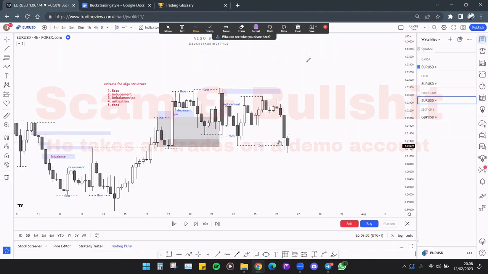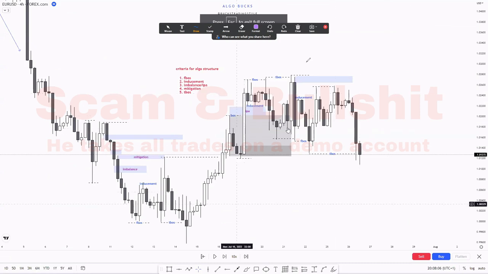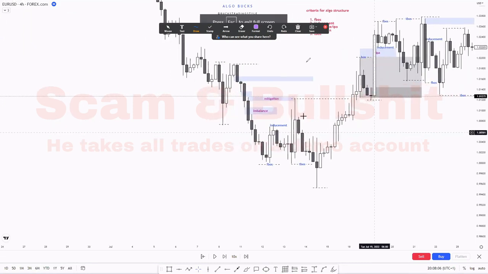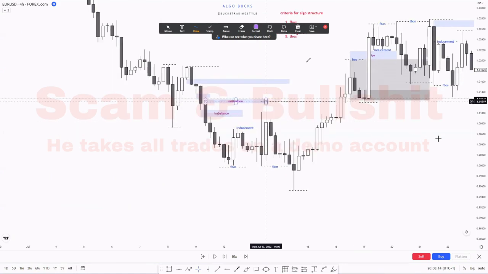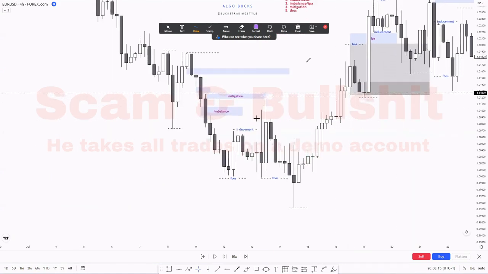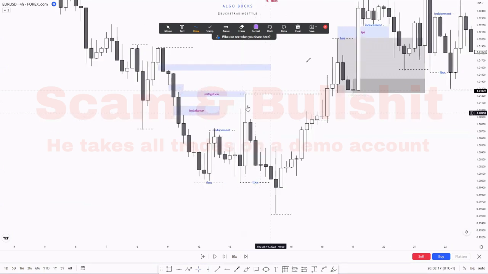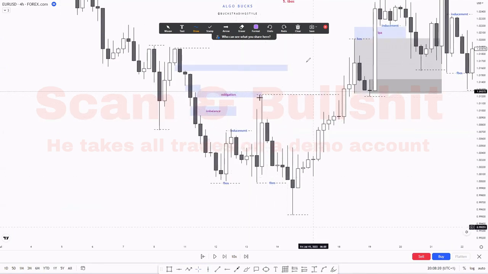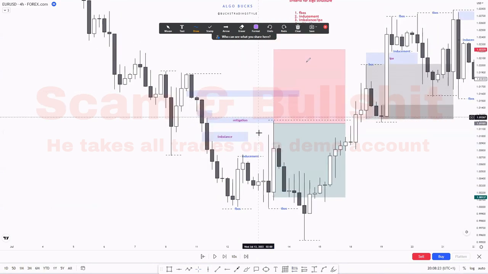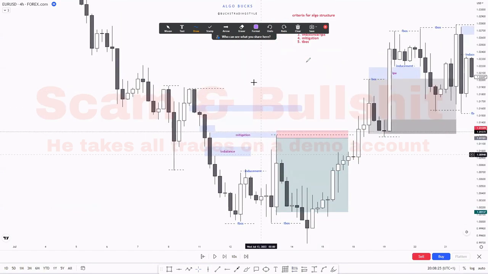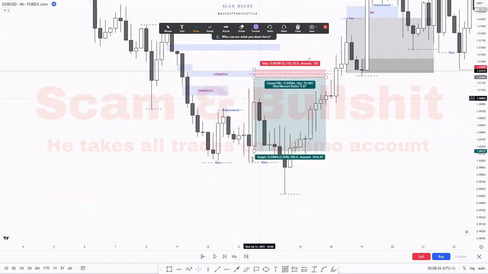Now, for this first one right here, your entry would be after the inducement on mitigation. Let's say I'm using this POI right here. Your entry will be here. Your stop loss will be above this POI right here. Then your take profit will be the true break of structure right here.